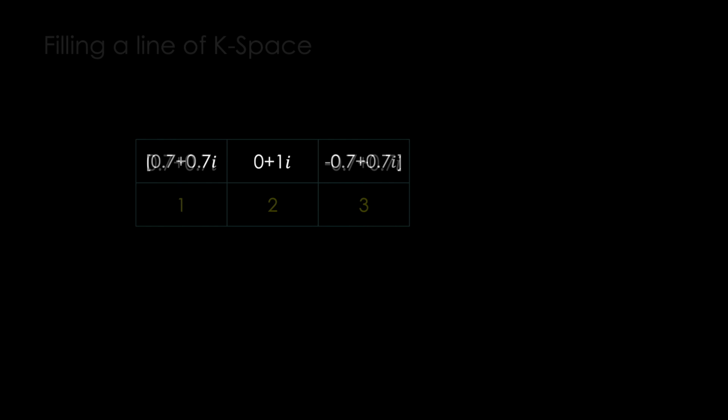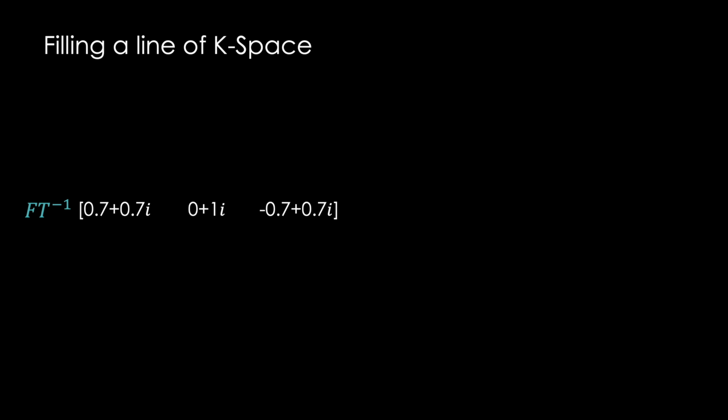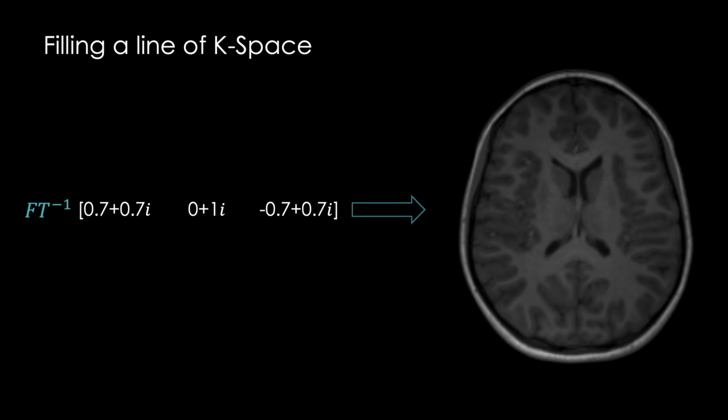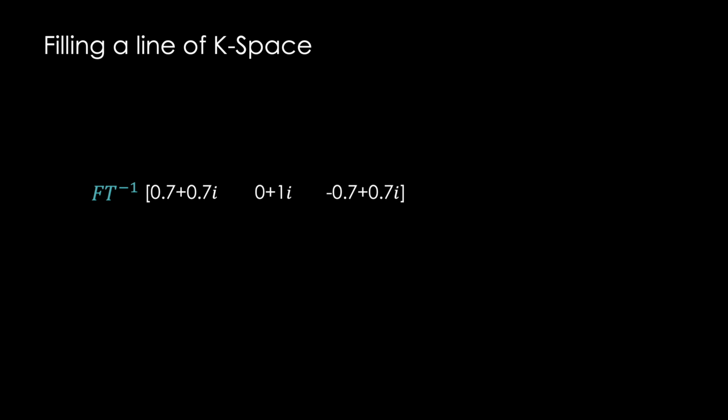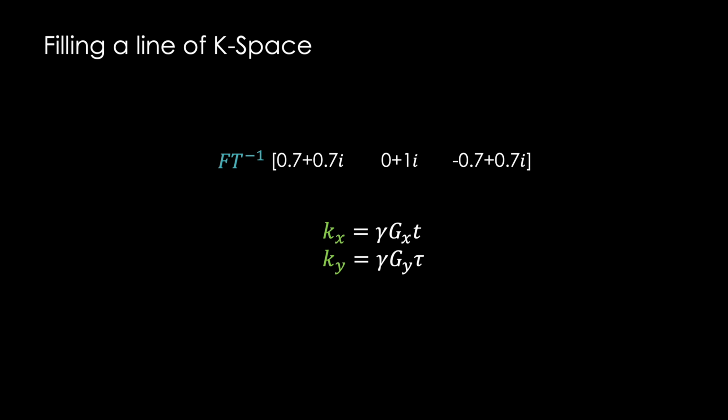So now all we have to do is perform an inverse Fourier transform on this data, and we get a picture, right? Wrong, because in this example, we forgot to do something that's essential to this whole process. We didn't apply any of our gradient fields, Gx or Gy, across the slice to induce the frequencies in our signal necessary to build our picture.